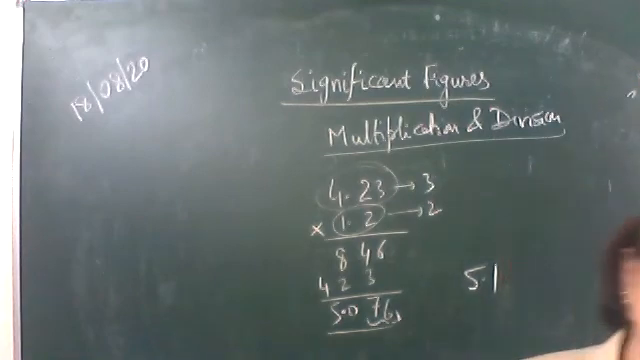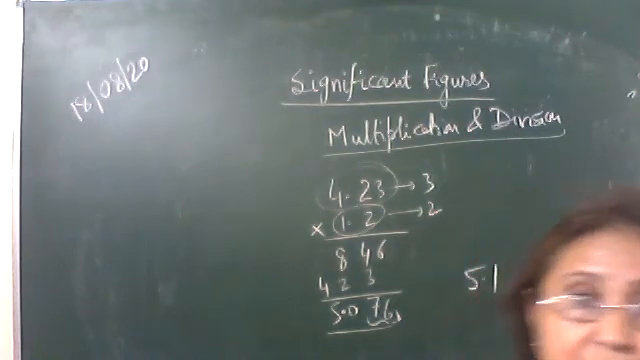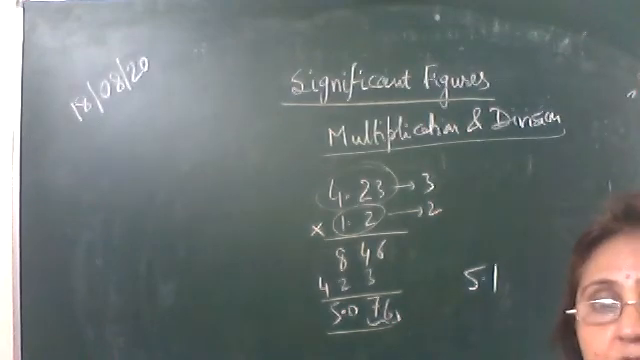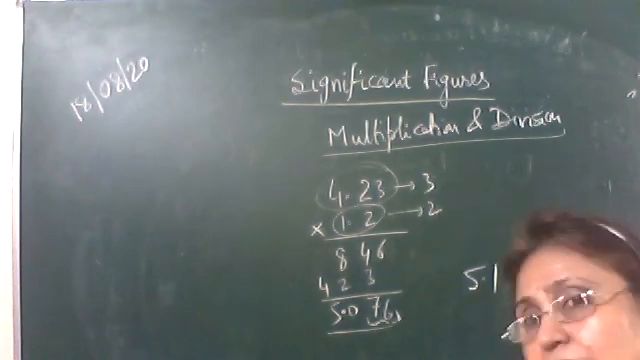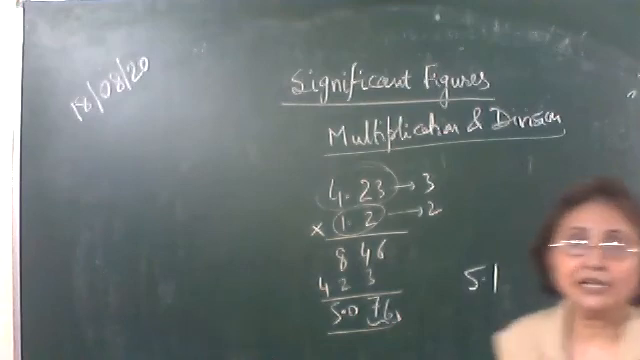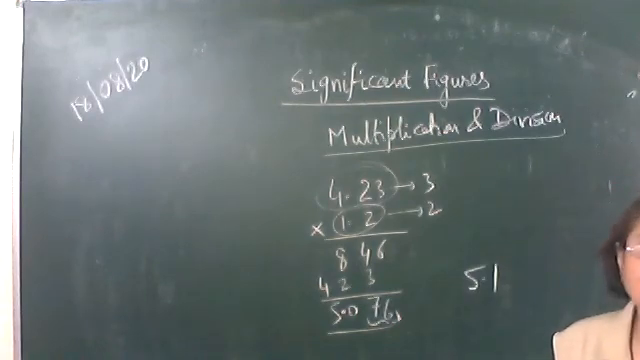Okay, so this we have completed significant figures. Okay, so what we have studied, what are significant figures? These are the number of digits which are reliable plus the last digit which is uncertain. Together it makes the significant figure, or you can simply say that these are the number of digits in any measured value. Okay, then rules of significant figures we have studied.